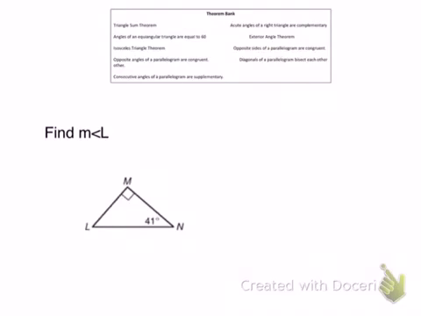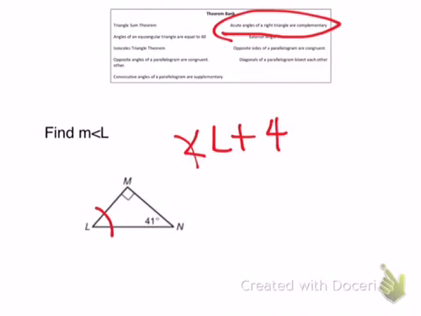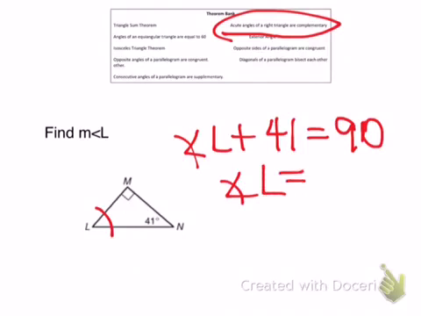And finally, it wants us to find the measure of angle L. Again, I notice that angle L is an acute angle in a right triangle, so that's the theorem I would use. It says they're complementary, which means the acute angles add to give you 90. So angle L plus 41 is going to equal 90. If I use the subtraction property of equality, I subtract 41 from both sides, and angle L has to equal 49.